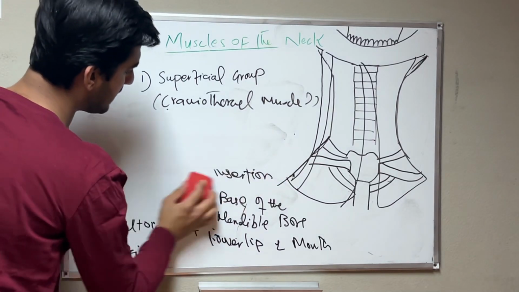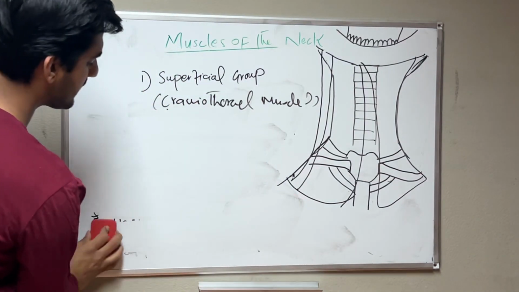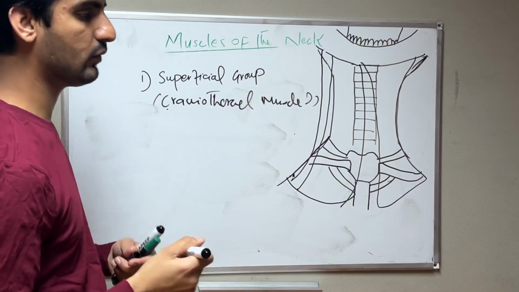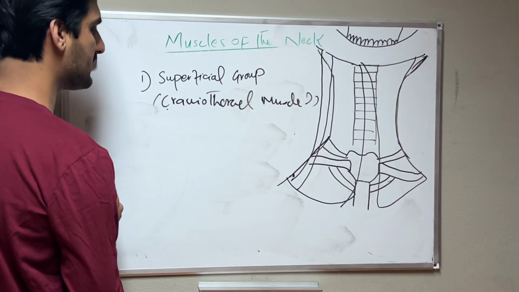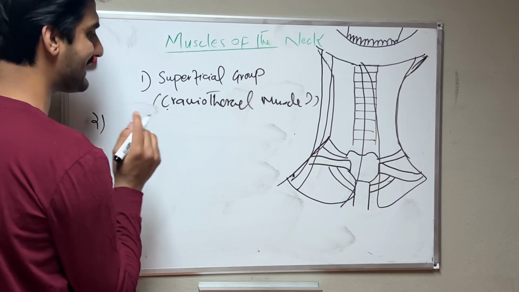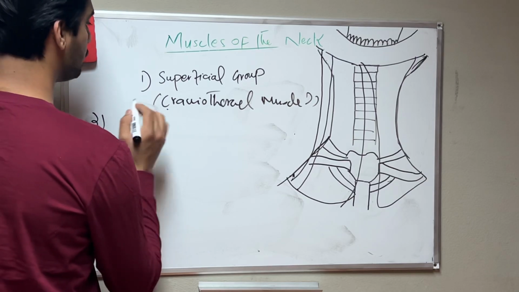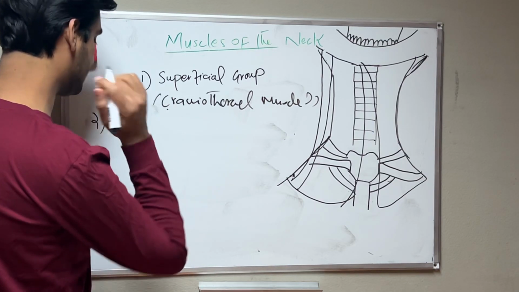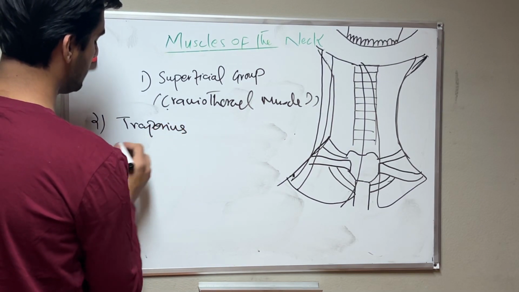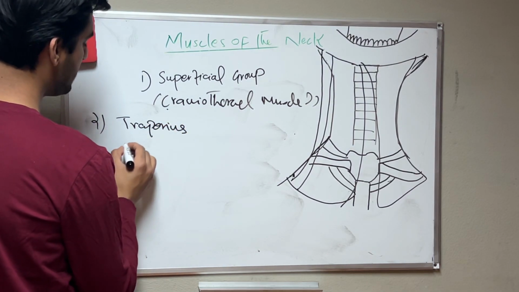Then we have the second muscle. The second muscle we already discussed in the back muscles. In the superficial group of back muscles, we had the first muscle, trapezius muscle, and it also takes part in the neck region. Trapezius muscle from the back side, superficial. And trapezius, you know, has three parts.